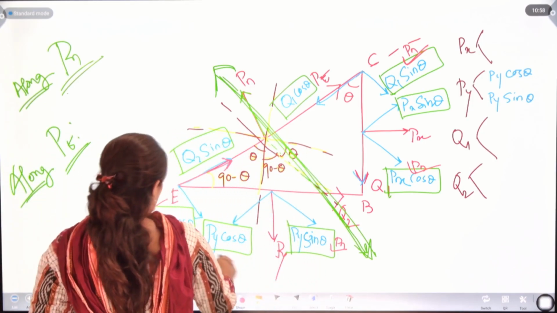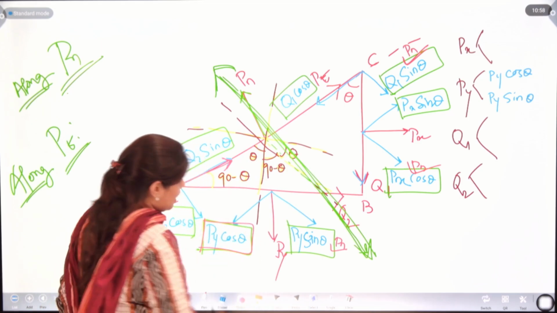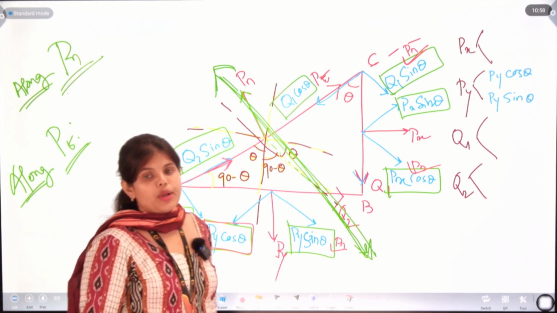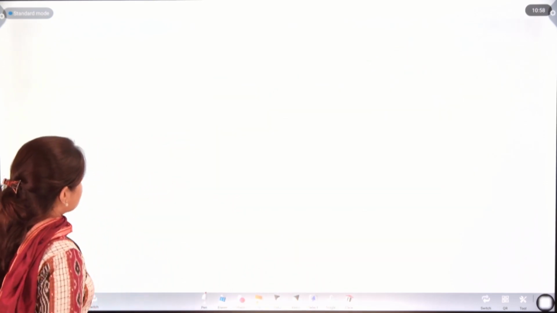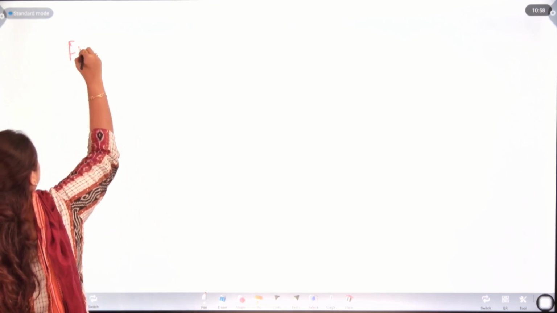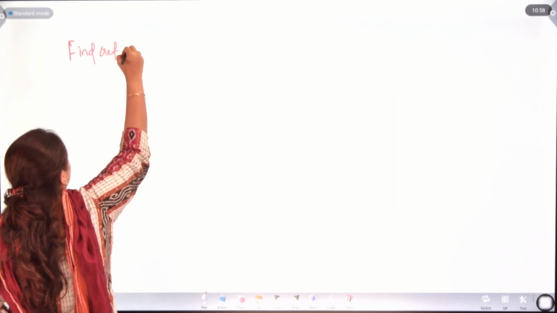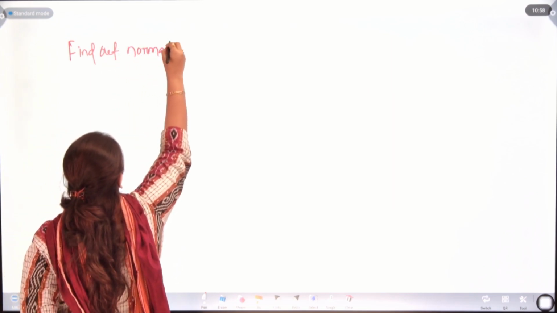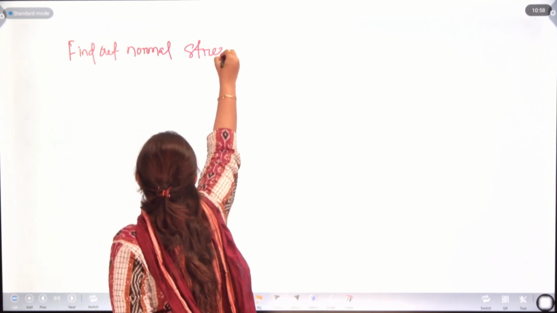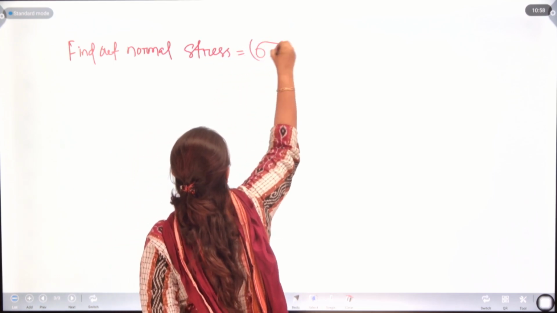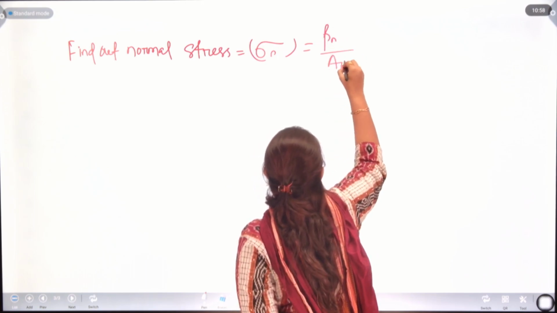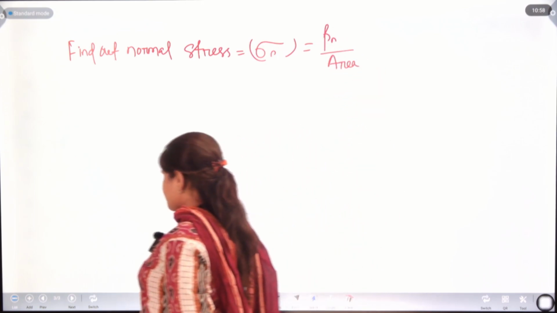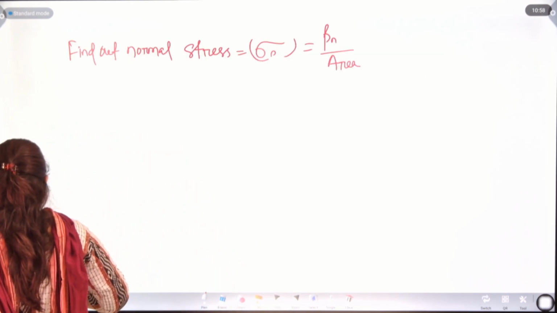Now, the remaining ones are for PT. So, in case of normal stresses, it is easy. Let's find out normal stress. Normal stress is nothing but sigma n, and the formula for sigma n is Pn upon area. Area of which area?